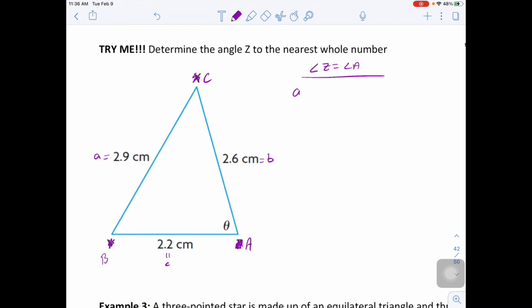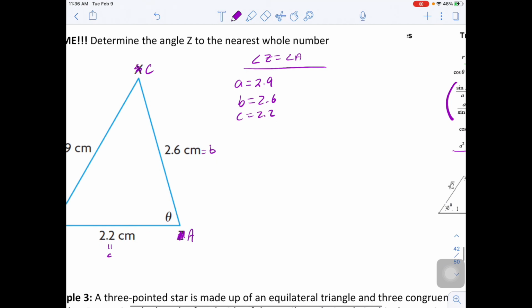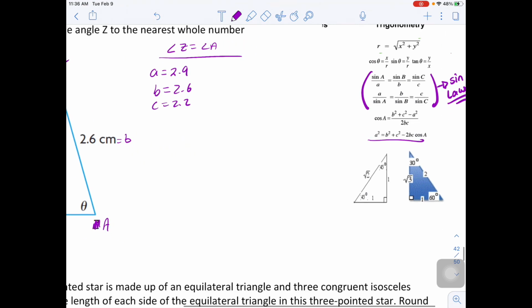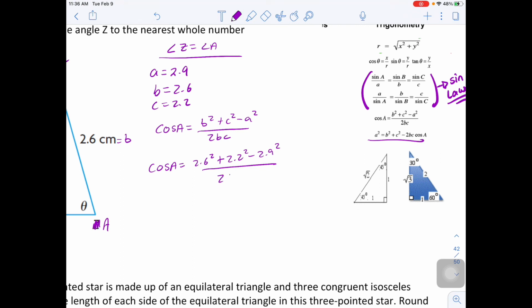So now it's a matter of plug and chug. So a is 2.9, b is 2.6, c is 2.2. And from here, we can use our formula. Cos A equals b squared plus c squared minus a squared over 2 times b times c. So cos A is going to be 2.6 squared plus 2.2 squared minus 2.9 squared over 2 times 2.6 times 2.2.